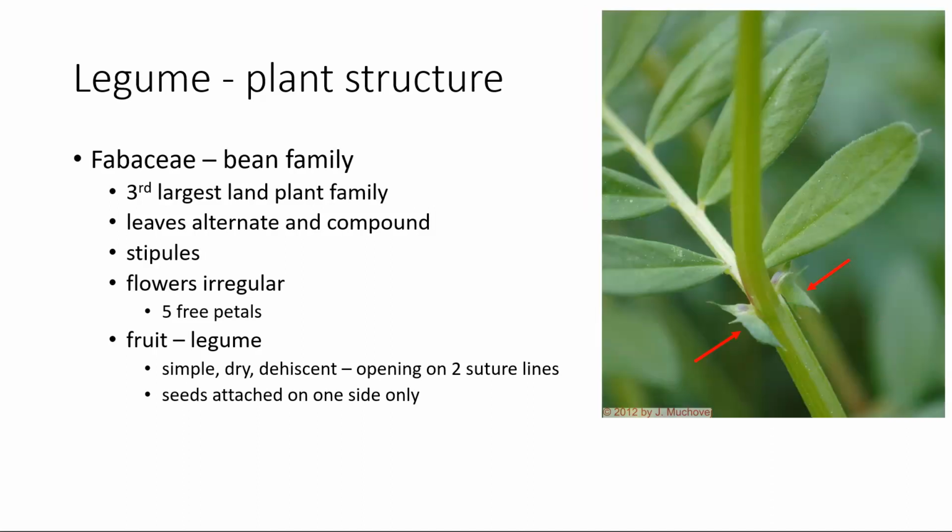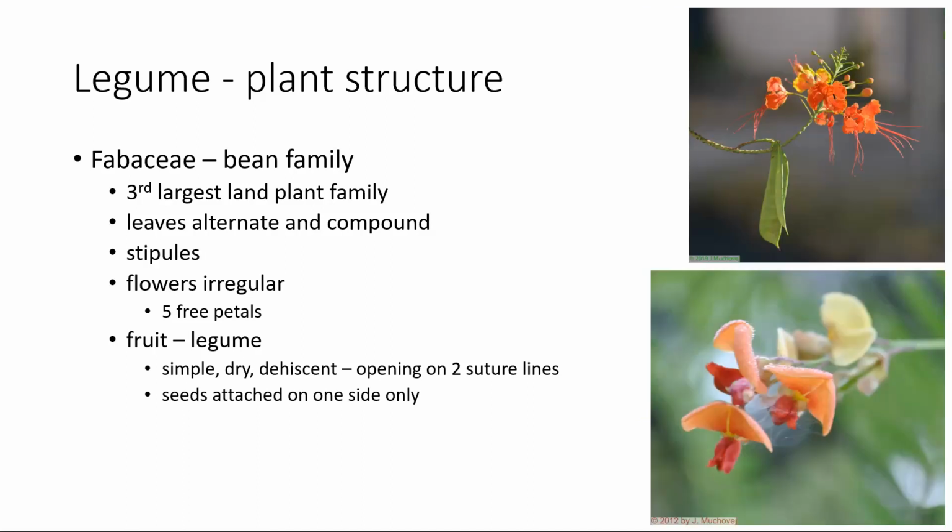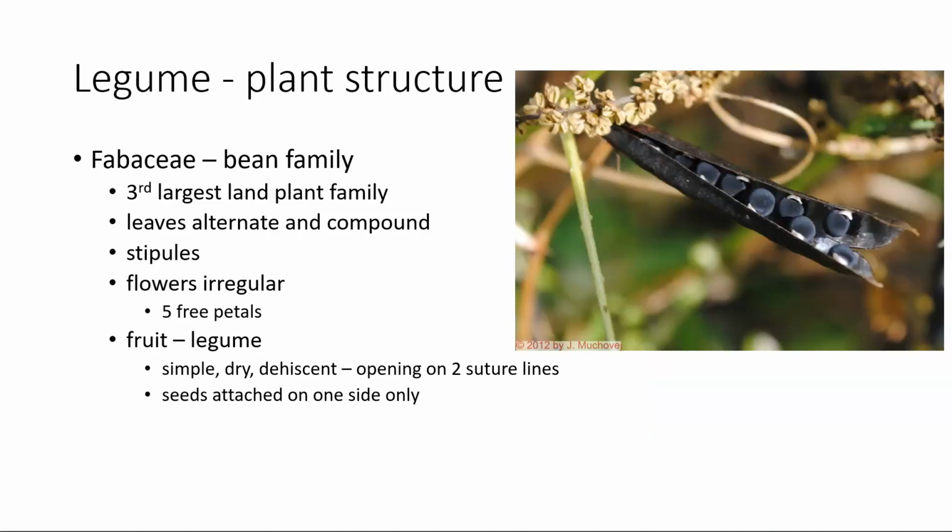The other thing we have is stipules. Stipules are little leaf-like structures down at the base where the leaf attaches on. The flowers are irregular. They have 5 free petals. The petals are not fused together. The fruit is the legume. That's how we get the name legume for this. These are simple, dry, dehiscent fruits that open on 2 suture lines where the seeds are attached one side only.